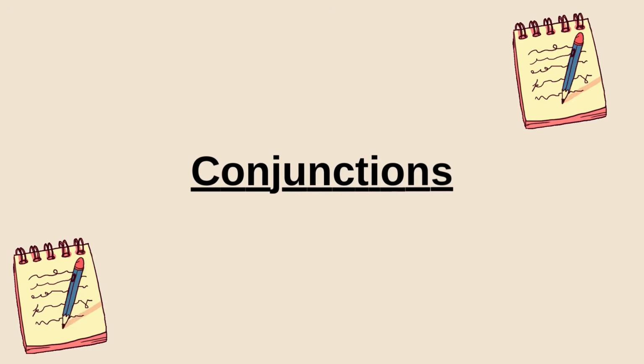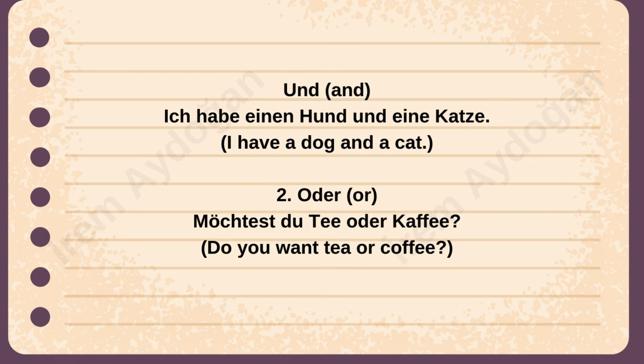We're gonna start the conjunctions, the basic conjunctions actually. Let's start with und, I mean, and. Und means and. Look at the example. Ich habe einen Hund und eine Katze. I have a dog and a cat. The and is used the same as und in German.